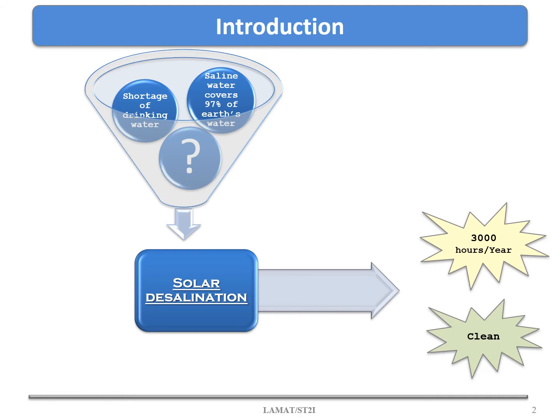Shortage of drinking water, limited sources, and inadequate access to clean water are the most invasive problems distressing people. Since saline water covers most of the Earth's water, about 97%, converting brackish water to fresh water is one of the best solutions to the water shortage issue. So solar desalination is the perfect process for distilling saline water by using solar energy, because Morocco has an important solar energy potential, about 3,000 hours per year, which is clean and has no adverse effects on the environment.